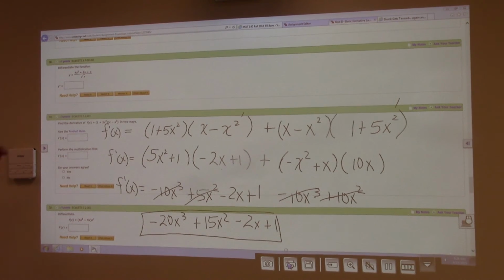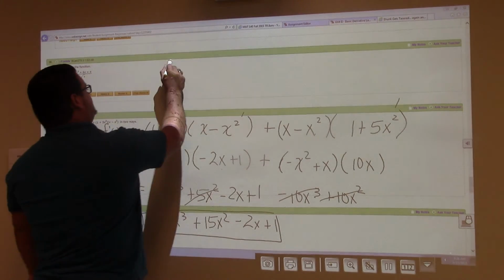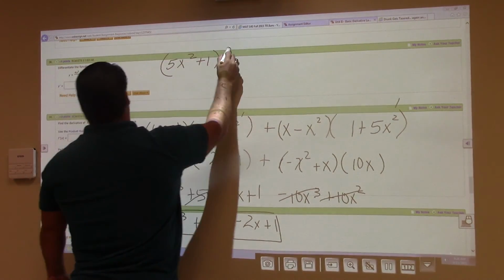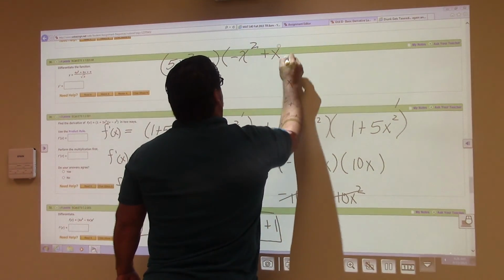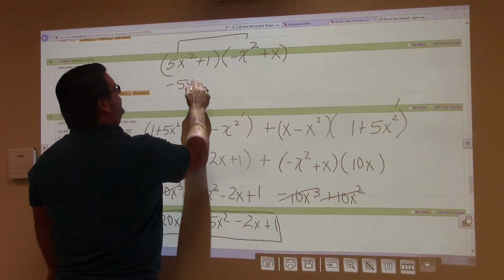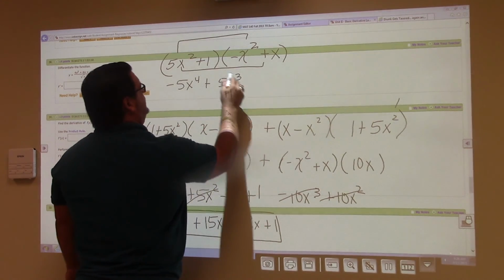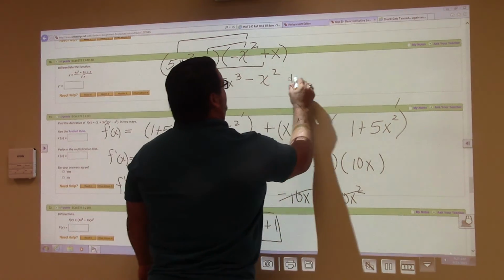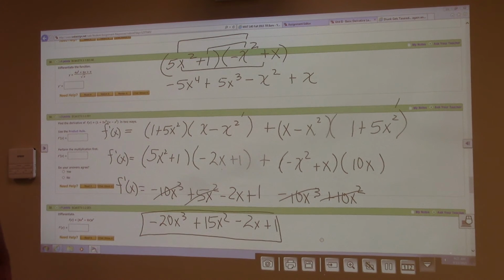Now let's do it the other way. Let's do it 5x squared plus 1 times negative x squared plus x. Negative 5x to the fourth plus 5x to the third minus x squared plus x. Everybody with me? You could have just did that.